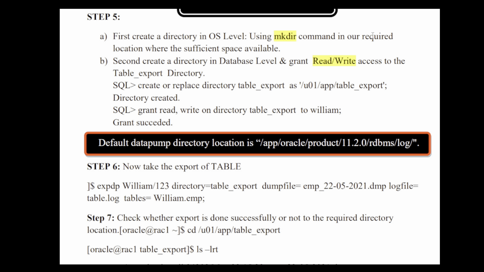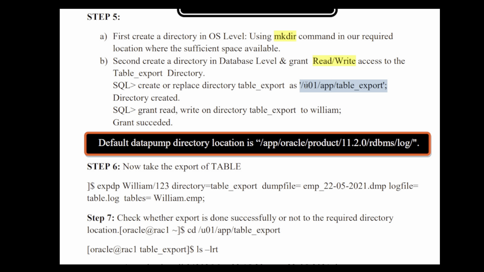Okay, mkdir is the OS level command. With the help of mkdir -p or something, you need to create a directory like mkdir export backup. So for table export, for example, mkdir table export in u01 app. Once the table export is created, then I will create a directory: create or replace directory table_export as the physical path mapping /u01/app/table_export.